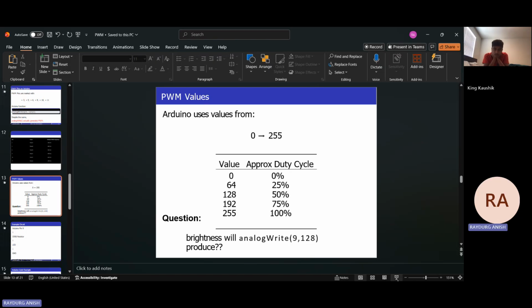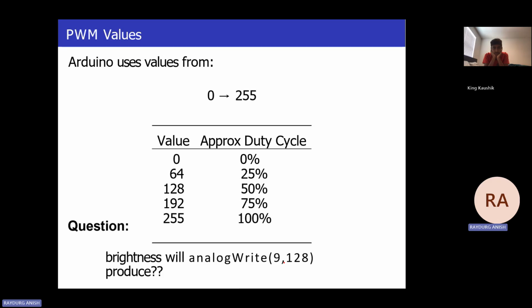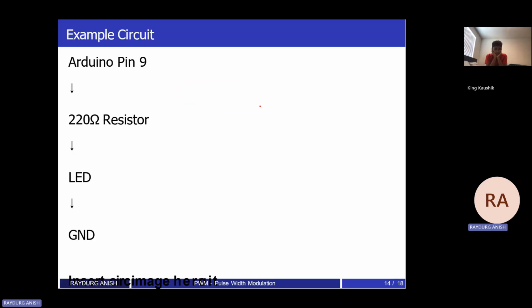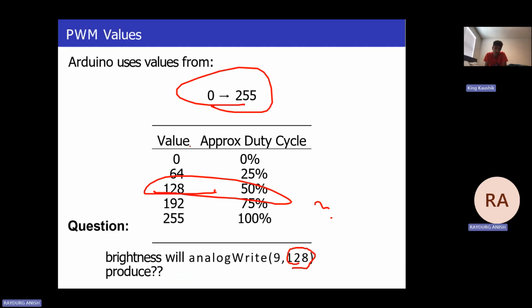Can you tell me in this case, 128 corresponds to how much duty cycle? It's about 50%, approximately. Exactly. And this thing I already told you, it's 0 to 255, 8 bit. And this thing in your homework, the table's wrong. The value should be 127 and 191. It's approximately equal to 50, right? We are not giving the exact value, we are telling it as approximate.